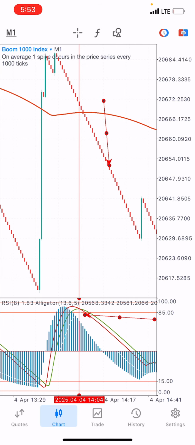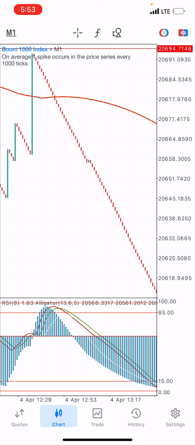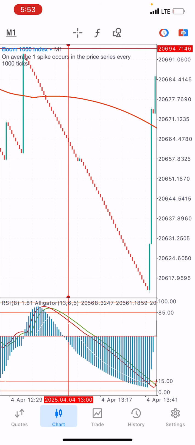For crash, you're selling. Then we have another one right there. We have this one here. We have this one right here.